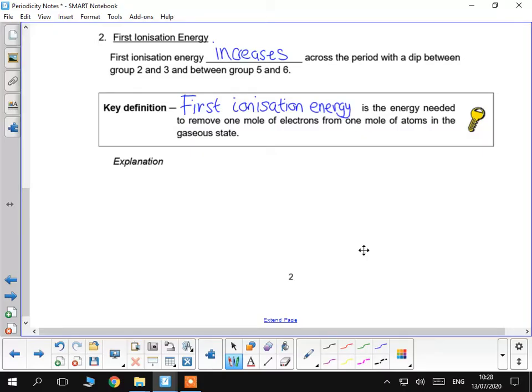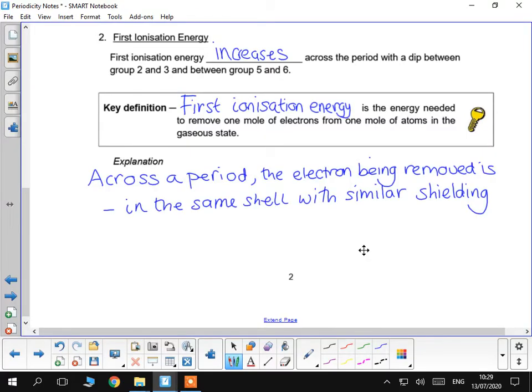Therefore, if you think about this in terms of explaining the trend, why it increases, that'll be because as you go across a period, the electron being removed is in the same shell, therefore will have similar shielding. There are also more protons in the nucleus, so the nuclear attraction is greater toward the outer electrons, therefore you need more energy to remove that outer electron.